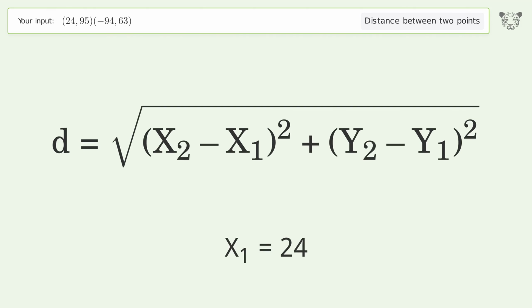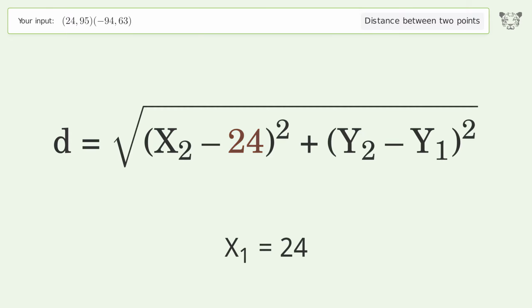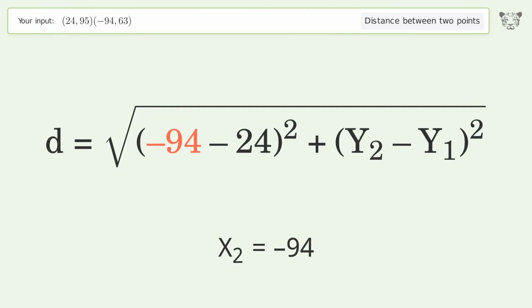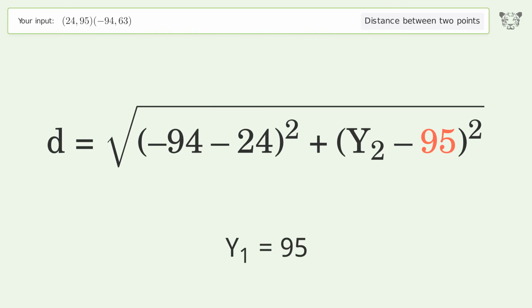x1 equals 24. x2 equals negative 94. y1 equals 95. y2 equals 63.